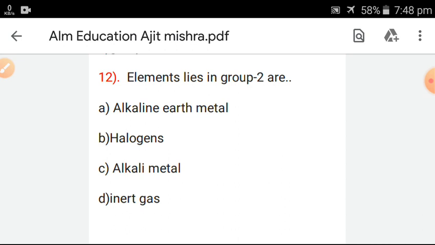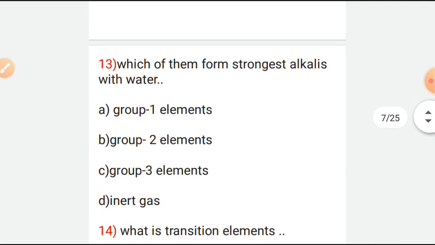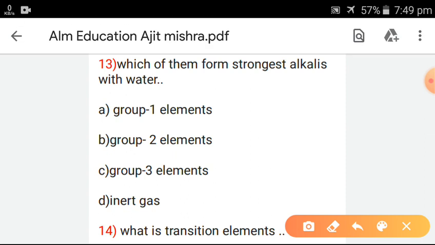Next question, question number 13. Which of them form strong alkalis with water? In the given groups, which group forms the strongest alkalis with water? Option A group 1 element, option B group 2 element, option C group 3 element, or option D inert gas. This is a very easy question. The answer will be option A group 1 element.